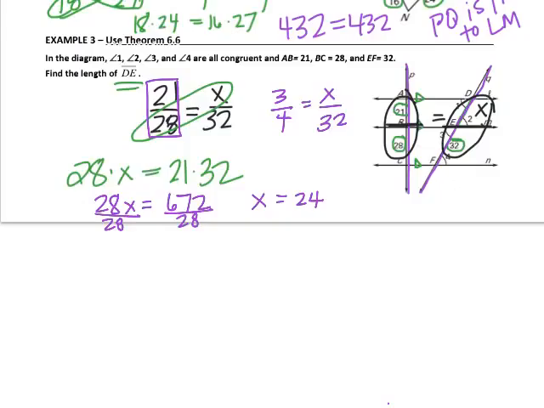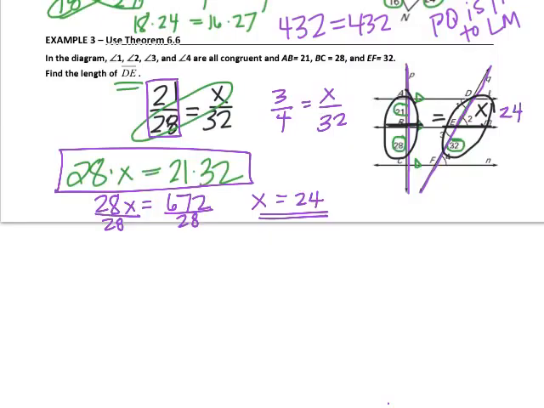But if you're using a calculator, it really doesn't matter. I just didn't want to show you this way and have you wonder why I didn't reduce first. It's not necessary to reduce first. If you're using a calculator, you're still going to get x equals 24. So this length over here is 24.